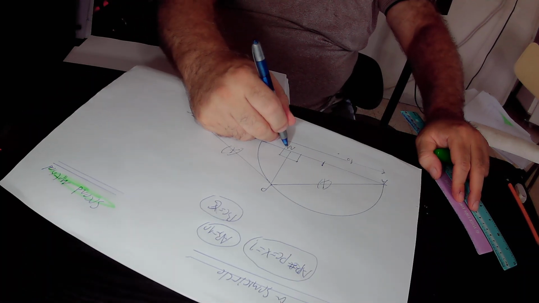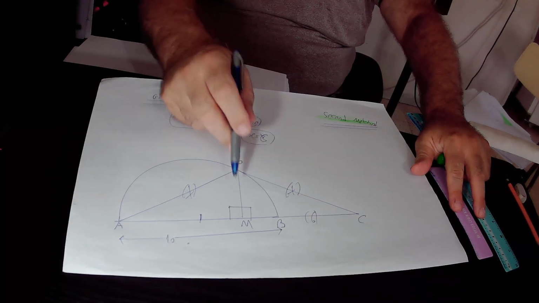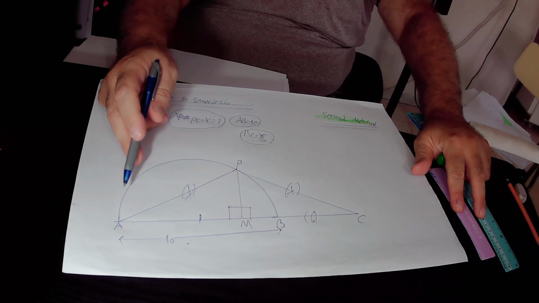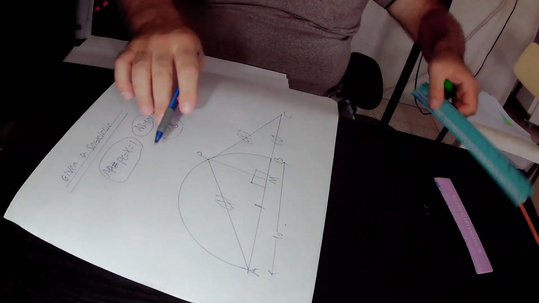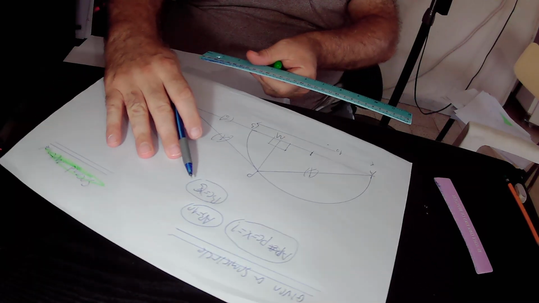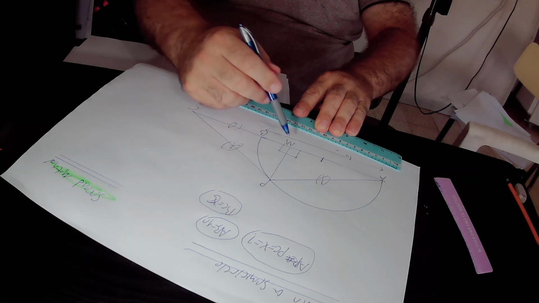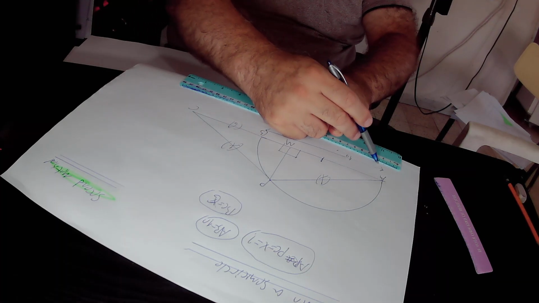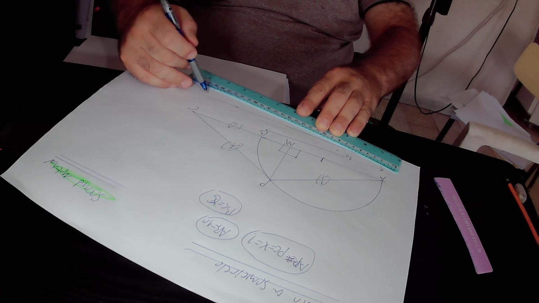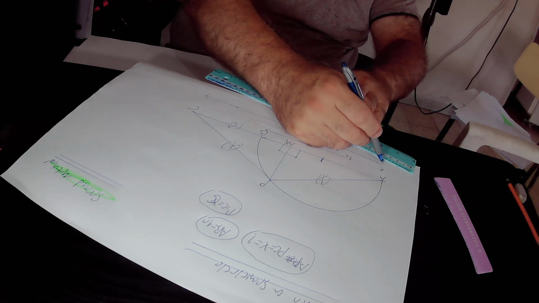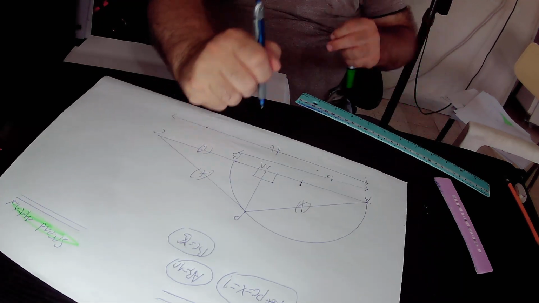So according to the rule that I mentioned, the perpendicular PM bisects side AC. AC is 10 plus 6, that is 16. The base AC equals 16 units in length. So the perpendicular PM bisects the base AC. AC in total is 16, so each half must be equal to 8 units in length.